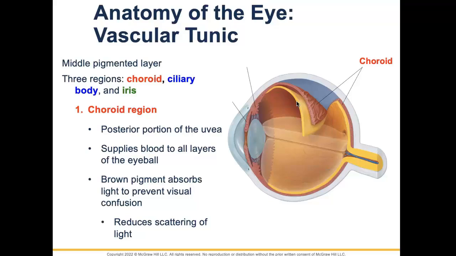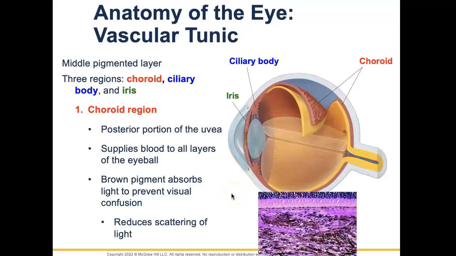It also has a brown pigment to absorb any light moving through, so we prevent any scattering of the light, and it prevents visual confusion. Now we also have this ciliary body here. Inside this body, we will have a ciliary muscle that will then attach to the suspensory ligaments, allowing us to change shape of the lens. And lastly, we have the iris here. Like I said, this gives the pigment to the eye and is a muscle.